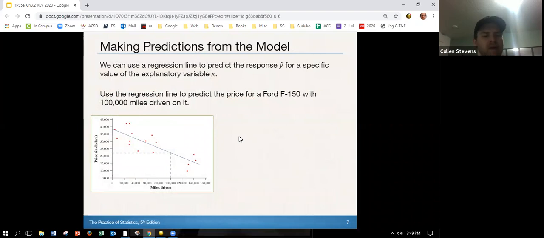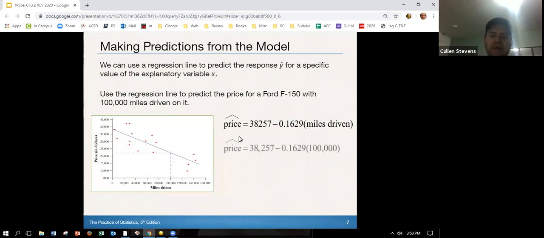So then if we have a model, how do we make predictions from that? We can use a regression line to predict the response y hat for a specific value of the explanatory variable x. Let's use the regression line to predict the price of the Ford F-150 with 100,000 miles. Remember, this is a regression model that we had, and we'll learn how to do that by ourselves, but right now it's still given to us. We want to predict the price. We have the miles driven as 100,000, so we just pop 100,000 into miles driven, do the math, and we can see the price is $21,976.